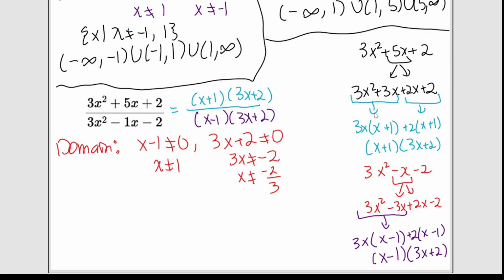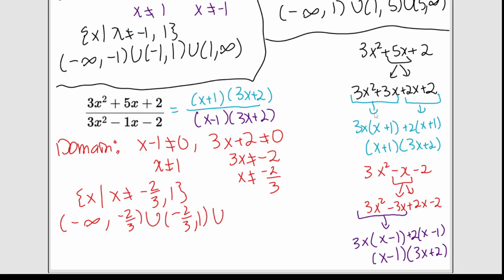Then in terms of set builder notation, that would be x such that x does not equal negative 2/3 or 1. In terms of the number line, that would be that x can be any number smaller than negative 2/3, any number between negative 2/3 and 1, and any number strictly bigger than 1. That would be your full set builder notation.